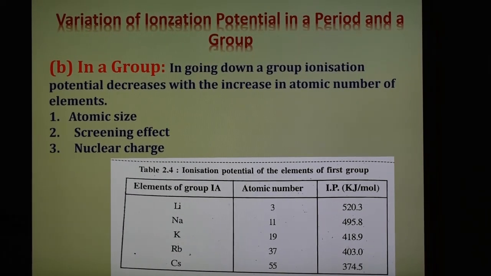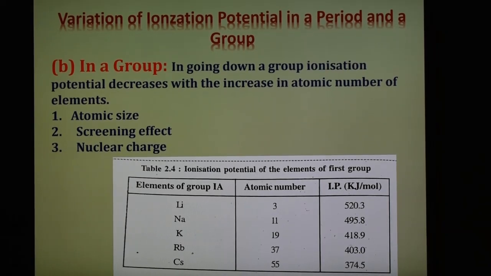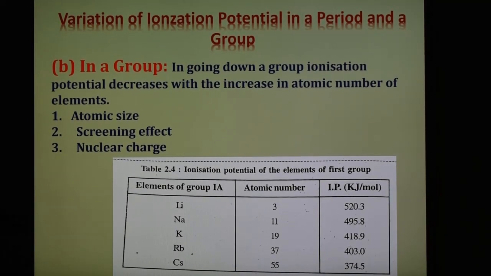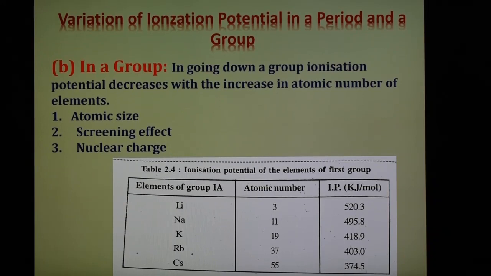As we know, the greater the number of inner shells, the greater the scaling effect caused by them on the valence electron. As we move down the group, the number of inner shells increases, and hence the scaling effect also increases. This increase in scaling effect in a group decreases the attractive force between the nucleus and the valence shell electron, and therefore decreases the value of ionization potential. So the scaling effect also shows the decrease of ionization potential value.